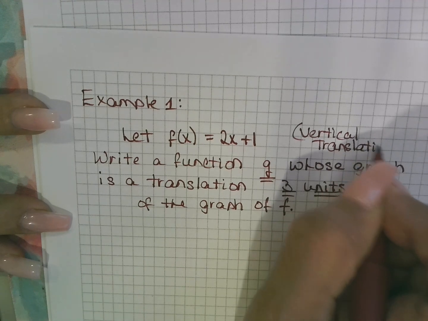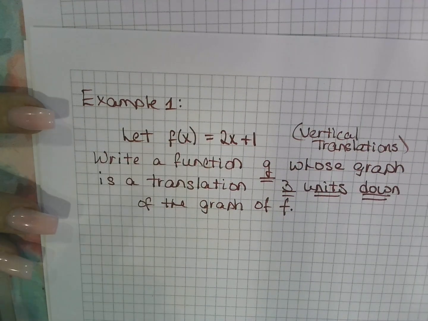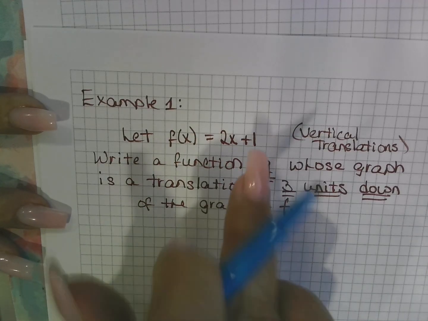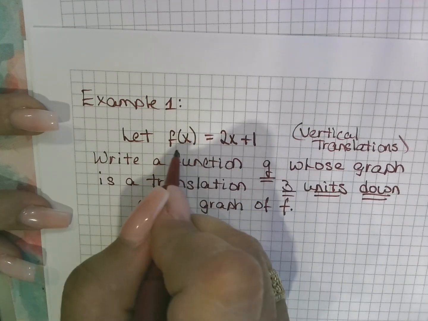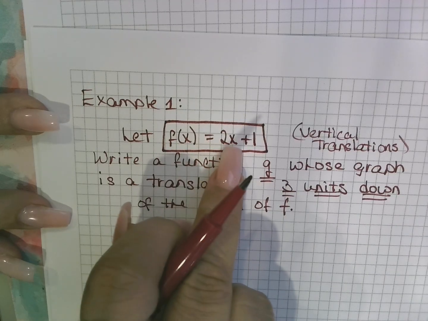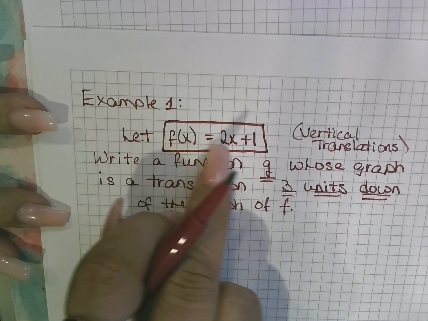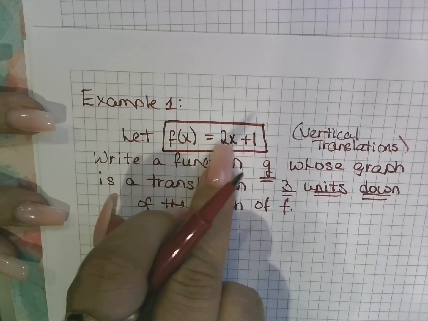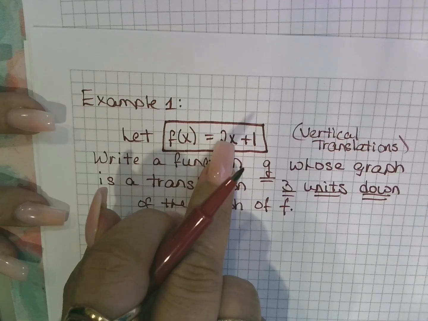And vertical translations occur outside of the function. All right? So let's try and write g of x. This is our f, by the way. It is not a parent function. This has already got something going on here. The parent function would be f of x equals x. This is not the parent linear function, but this is the function that we're starting with.